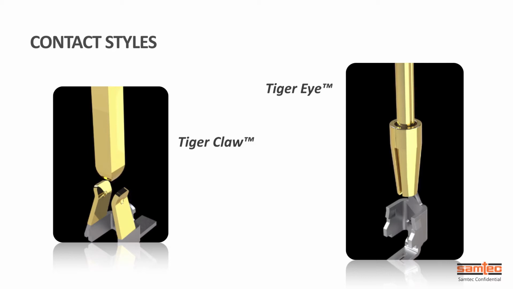When looking at some of the more rugged systems, multiple points of contact are important. The redundancy in the signal helps prevent any losses through rugged shock, vibration, or extreme conditions. Two of the contact styles shown here: the Tiger Claw is two beams that come together and sandwich the main pin. The Tiger Eye is a stamped and formed contact that may have 2, 3, or even 4 points of contact for even higher reliability.